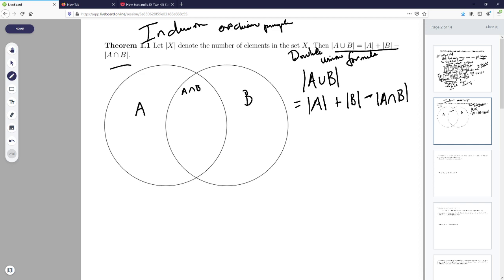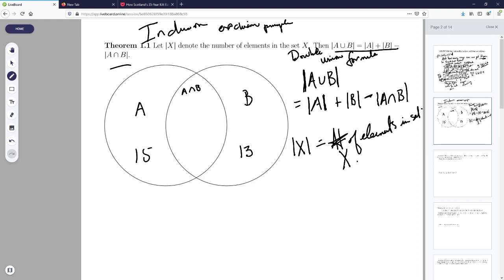If we want to know how many things are in A, I should say that the absolute value bars in this case mean that if I say the absolute value of X, that is the number of elements in the set X. Let's just do a small example now. Let's say that the number of things in A is 15. The number of things in B is 13. And the number of things in A intersection B is 4.